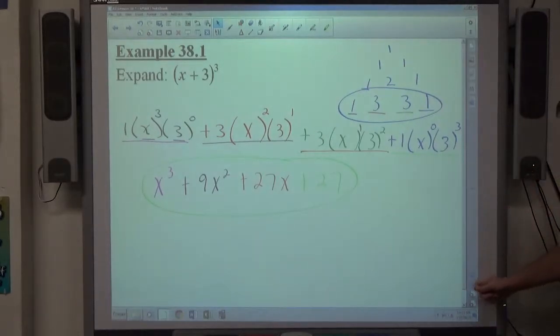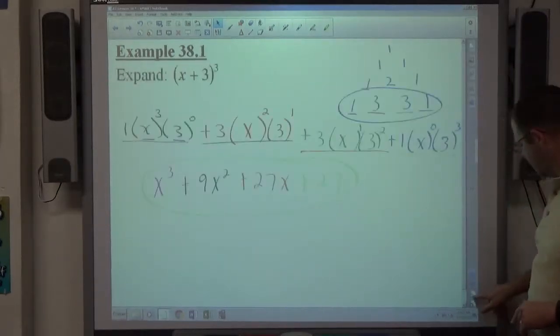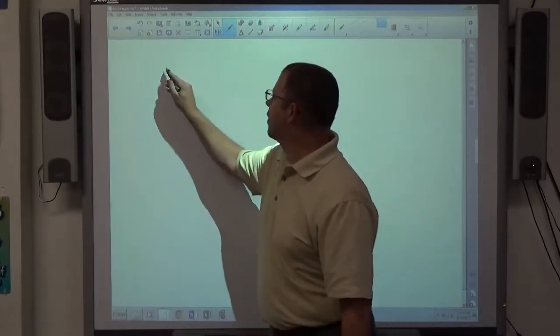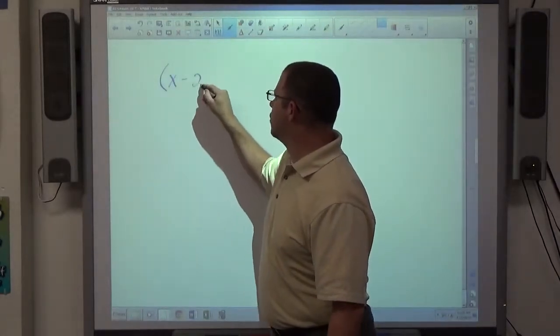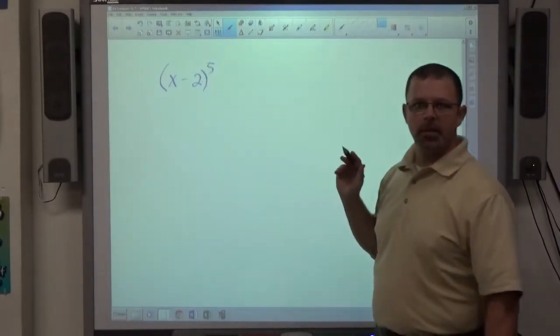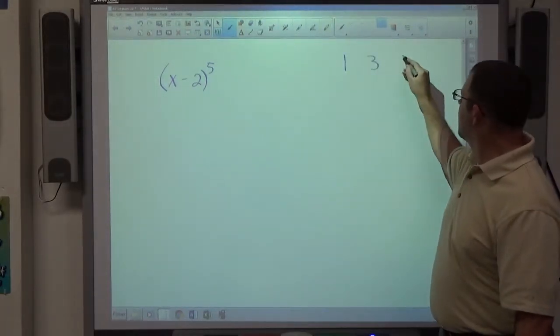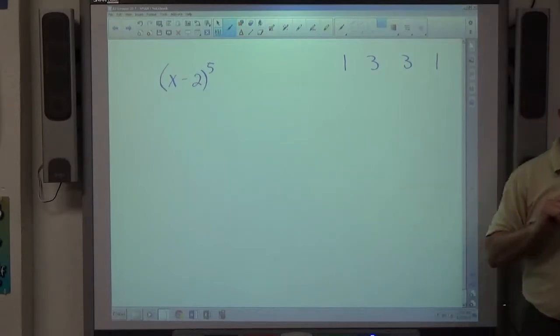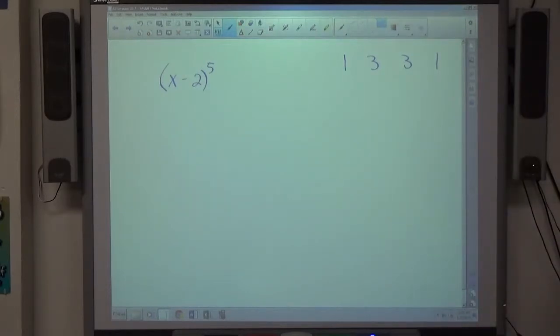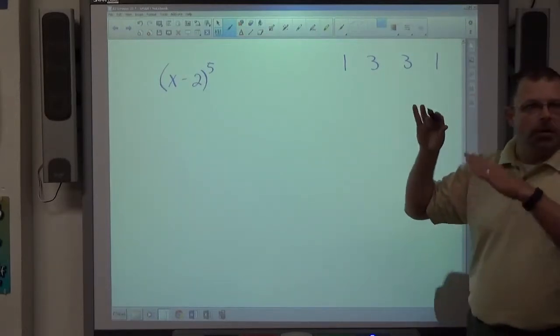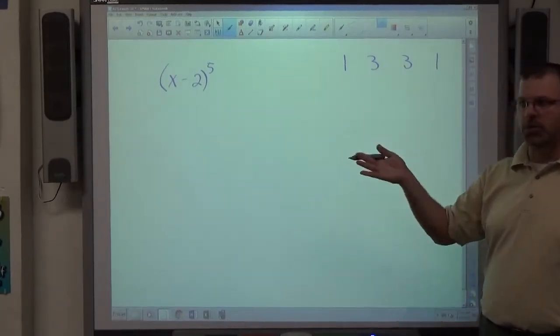So let me just real quick, just so we're on the subject, let's suppose we had one a little bit uglier. X minus 2 to the 5th power, let's say. Is that 1, 5, 10, 10, 5, 1? And you don't have to draw the entire triangle out. If you can remember any row, you can use that to get the next row down. So let's say I don't remember the 5 row.